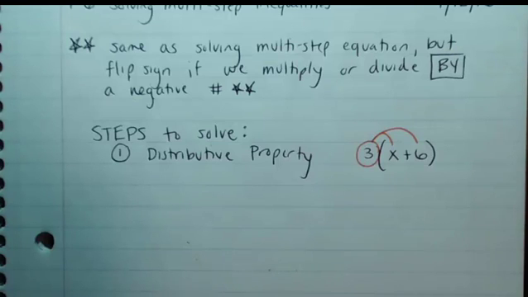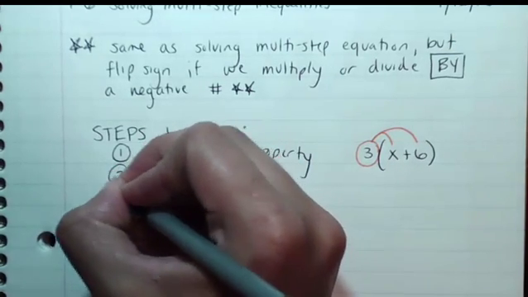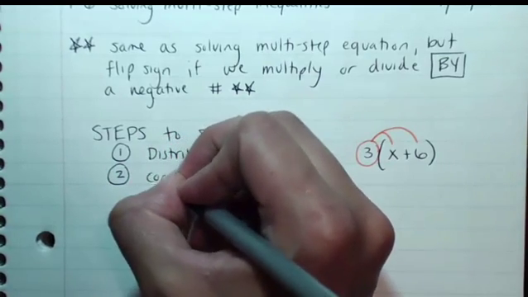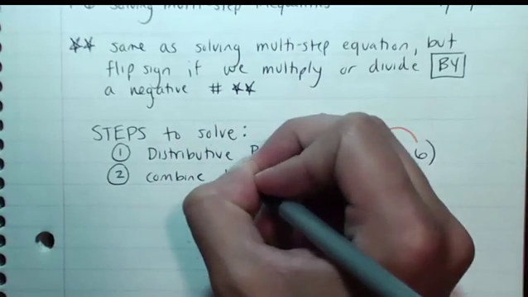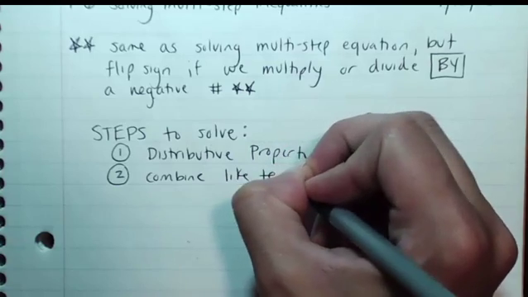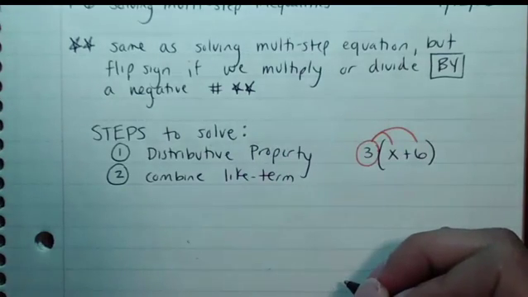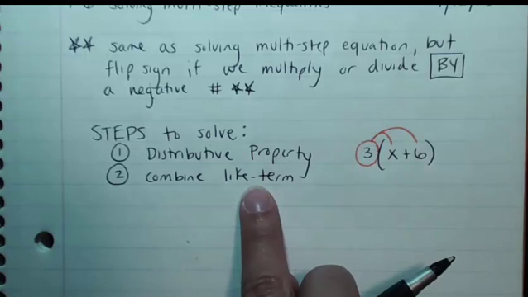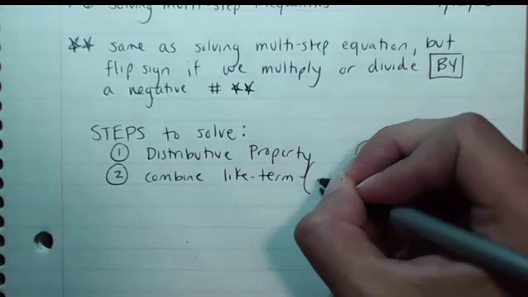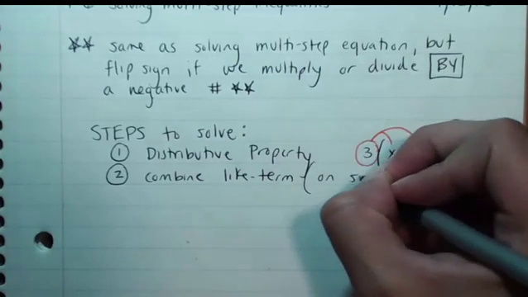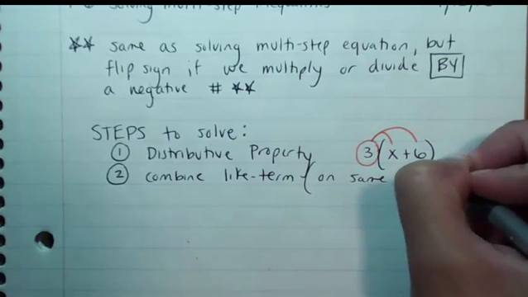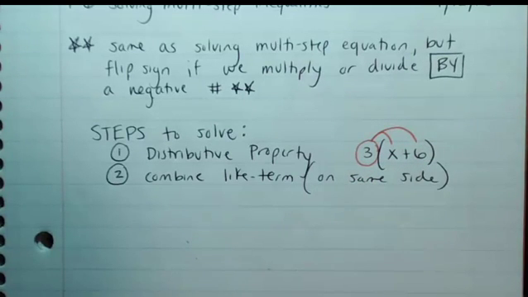After I simplify and get rid of the parentheses, the next step here is I'm going to combine my like terms. Again, a like term is what? A like term has the same variable with the same exponent. We have to look at if they're on the same side. So I'm looking on the left side. Is there anything I can combine? Then I'm looking on the right side of the inequality symbol. Is there anything that I can combine?